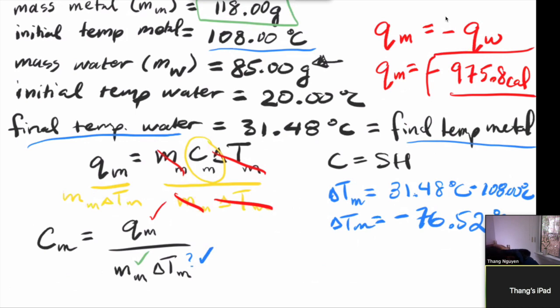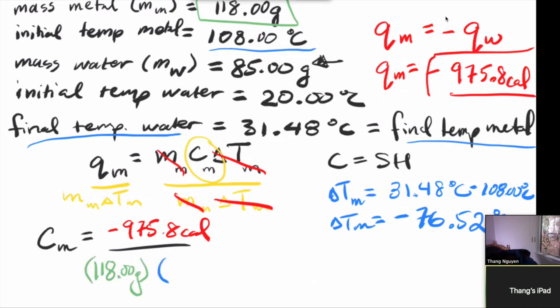All right, so the Q of M, let's plug Q of M in, is negative 975.8 calories. The M of M is 118.00 grams. And finally, the delta T is negative 76.52 degrees Celsius. Cool, right? So notice that there's a negative sign here and a negative sign there. That makes this a positive number. The specific heat is always going to be a positive number.